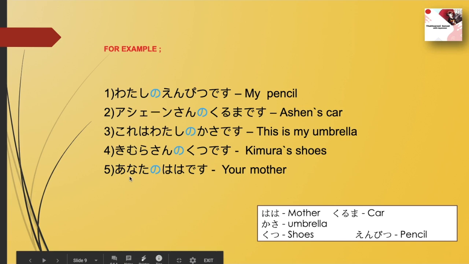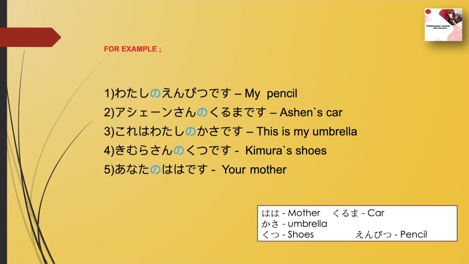Okay, the last example is your mother. Here we can say anata no haha desu. Here you can see anata is you, but we are having no here, then it will be your. Anata means you, but we are having no here. That means we are converting you into your, and then haha means mother.